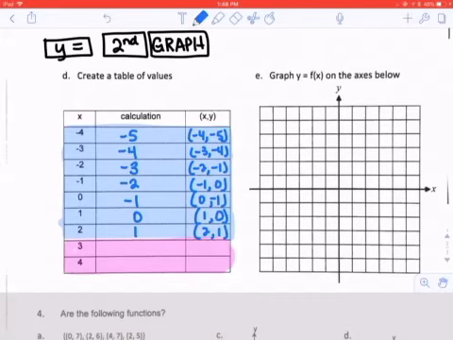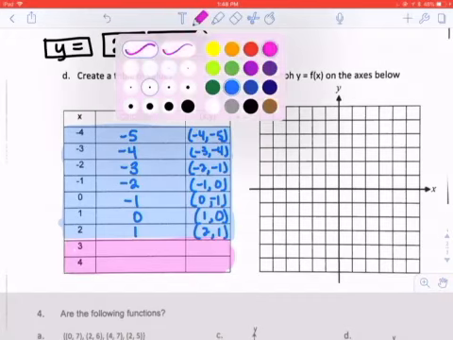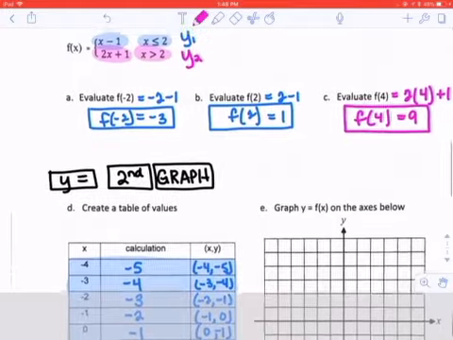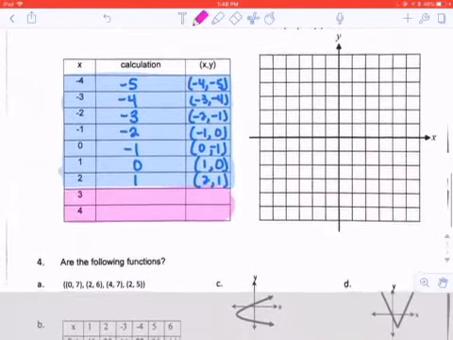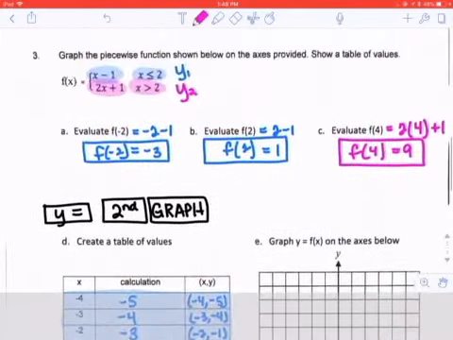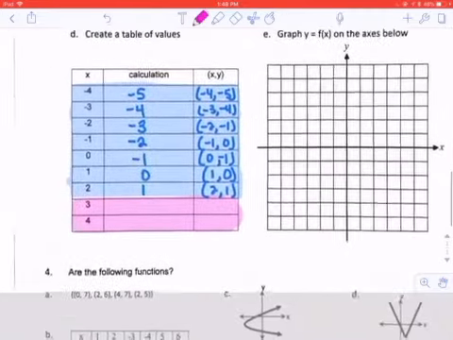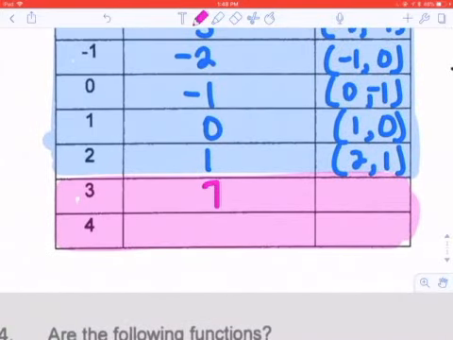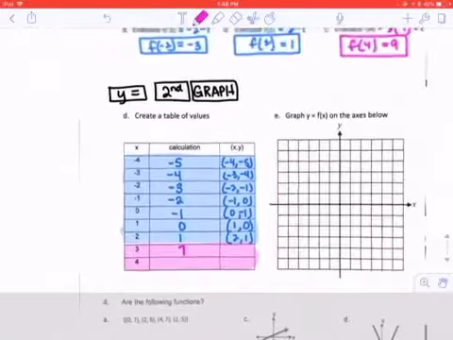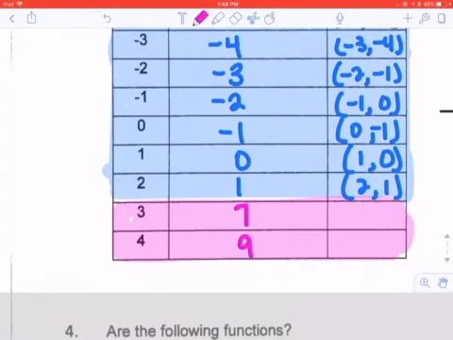So there are those points, and then I'm going to switch to pink, and we're switching to the Y2 column is where we're going to get these values from. So when X is 3, Y is 7, and when X is 4, Y is 9.